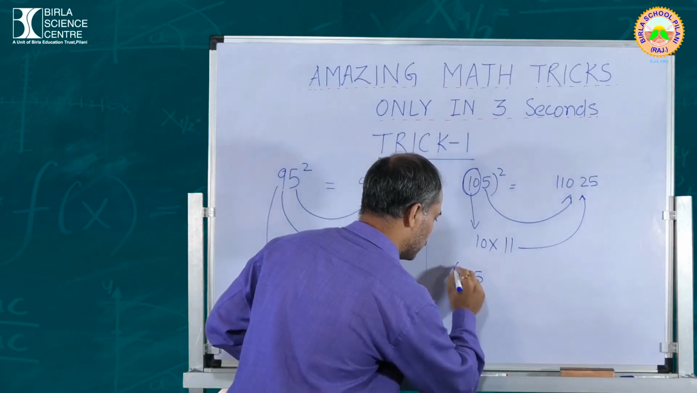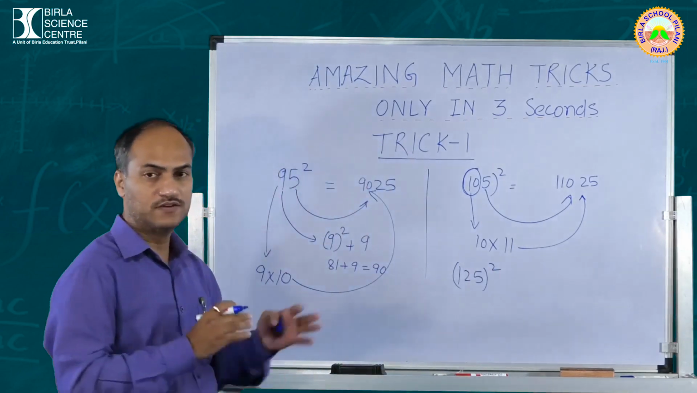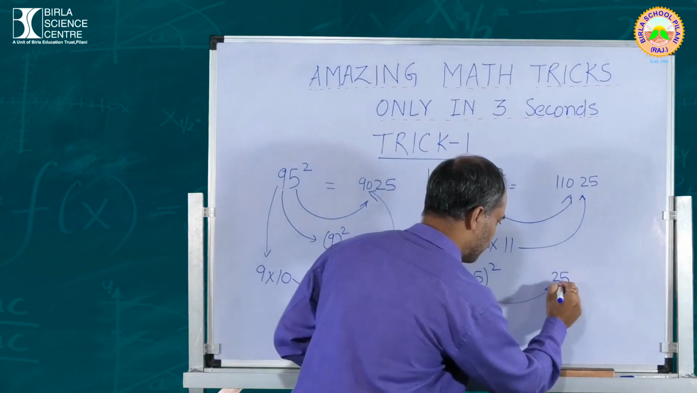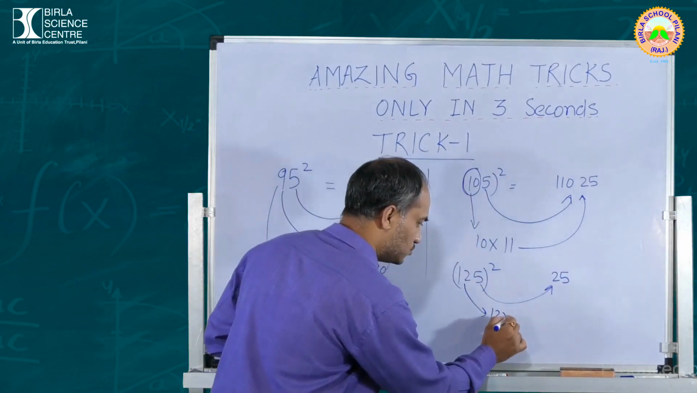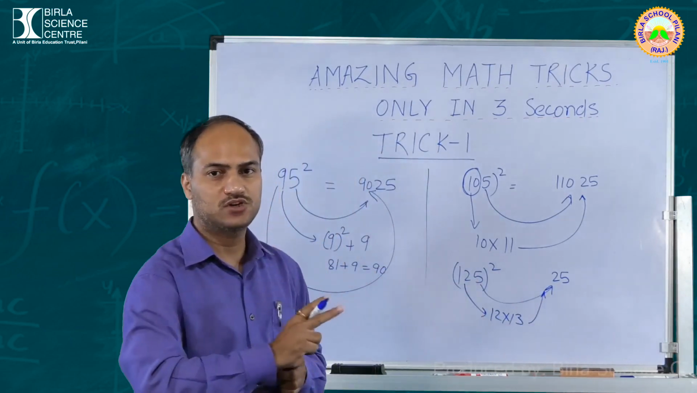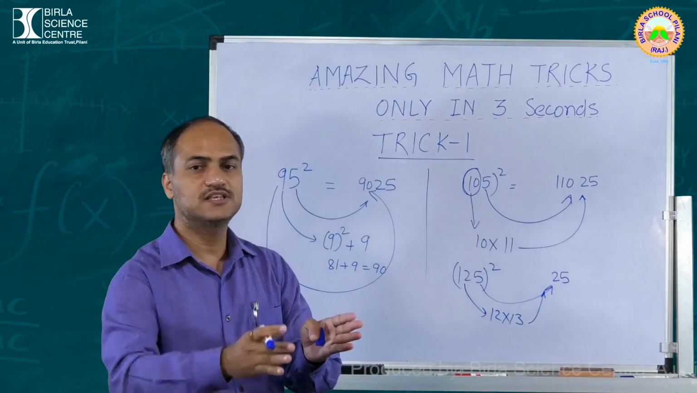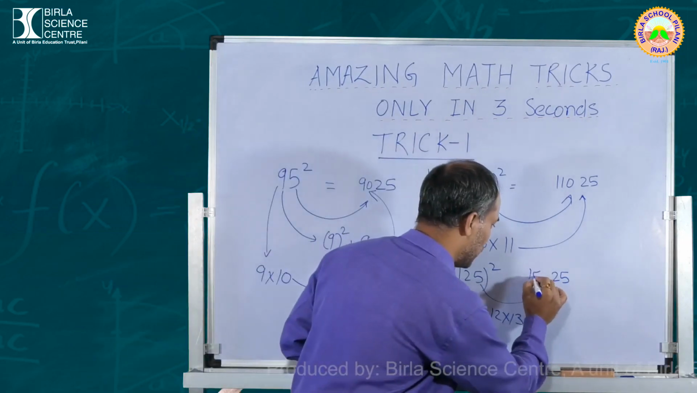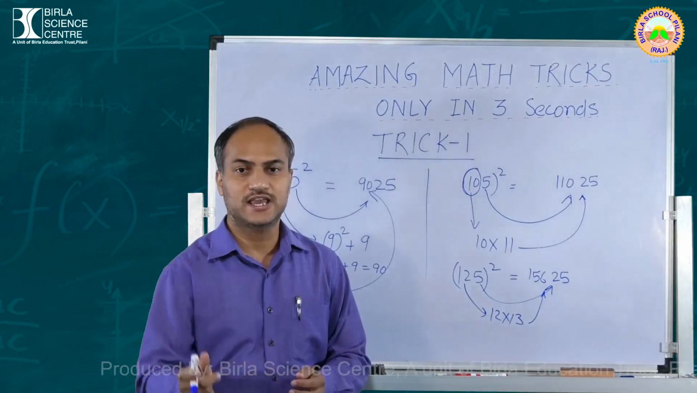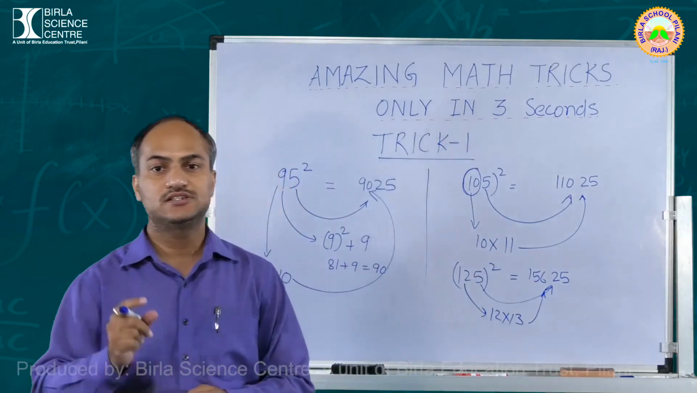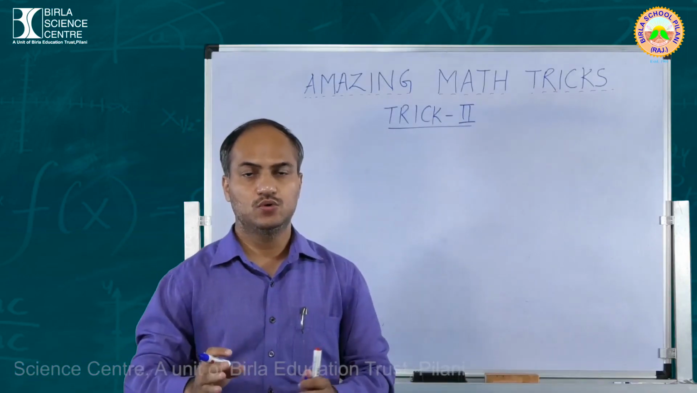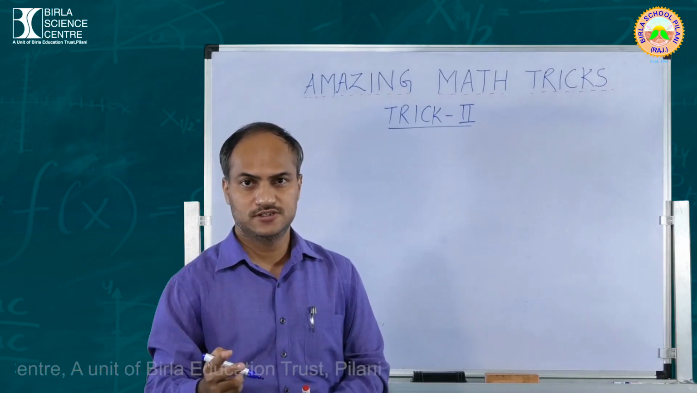Suppose we have the number 125. Can we do the square of this? Yes, of course. 5 square is 25 and 12 into 13. This will give us 13 tens are 130 and 13 twos are 26. So 130 plus 26 means 156. So we get the value 156. This trick can be performed in just 3 seconds and you can save a lot of your time during examinations.